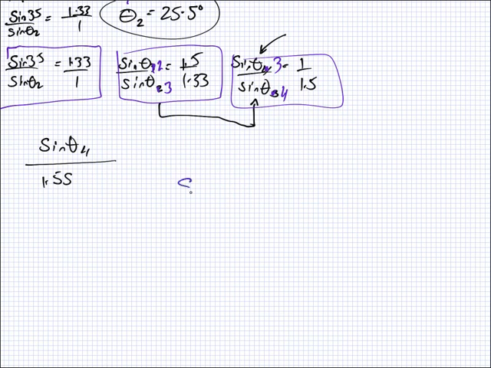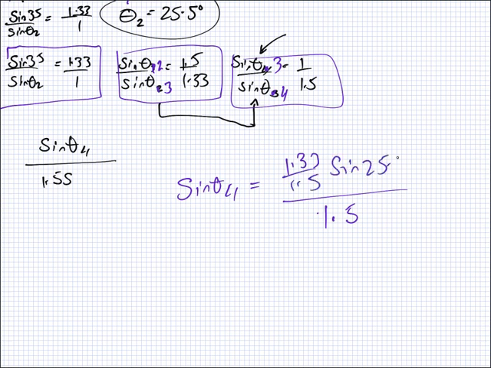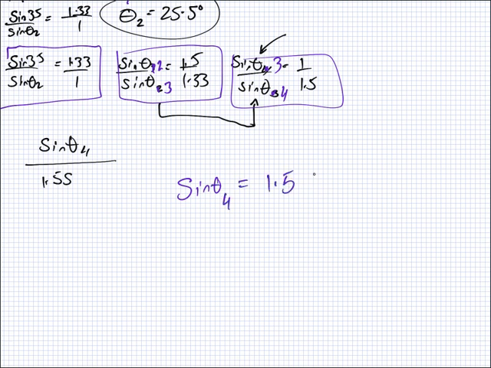So, I forgot what I'm looking for. Sine theta 4 equals sine theta 3 over 1.5. Sine theta 3 is 1.33 over 1.5 sine theta 2. No, no, that's the same we had. No, that's a dirty lie. I'm having trouble with my fractions. 1.5 sine theta 3. Yes. And sine theta 3 is 1.33 over 1.5 sine theta 2. Cancel, cancel.